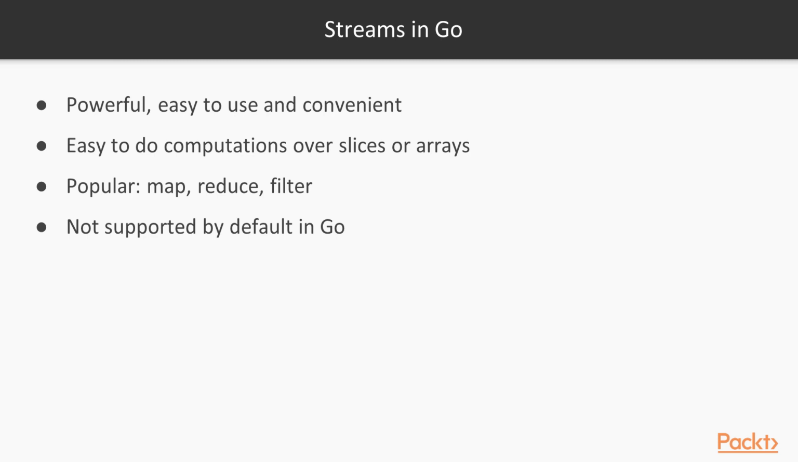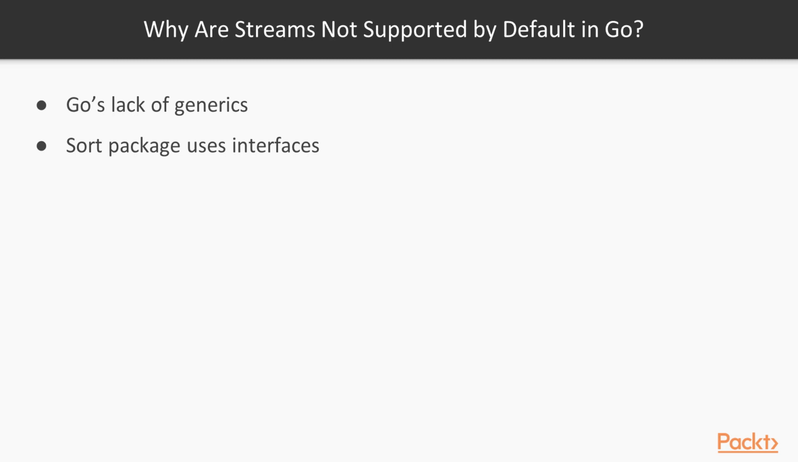Now, in Go, streams are not supported by default. Streams are really powerful, easy to use, and really convenient for doing computations over slices or arrays. Also, some of the most popular streams are map, reduce, and filter. Now, regarding the fact that they are not supported in Go, there is a lot of debate, but the most important reason is that Go doesn't support generics. And for streams, we have to use generics in order to apply streams to different data types, so we don't have to copy and paste code for different data types.